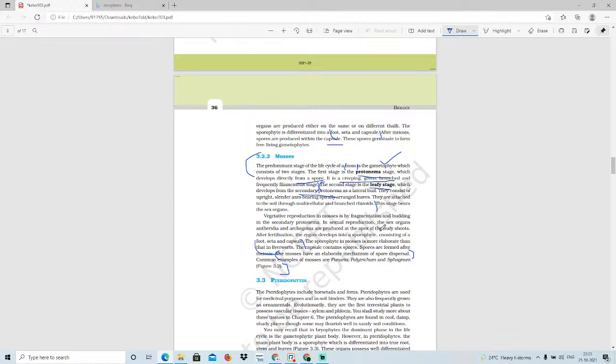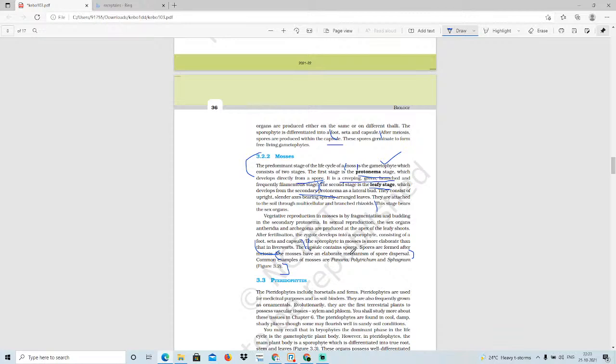Just the location and such details differ, but still the antheridia and archegonia are produced at the apex of the leafy shoot, and after fertilization the zygote develops into a sporophyte that consists of foot, seta and capsule, same as here. And then the sporophyte is more elaborate than in liverworts. This could be one important point. More elaborate in the sense of bigger in size.